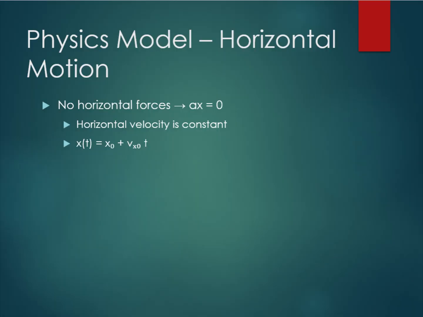horizontal motion, since there are no horizontal forces, ax equals 0, so horizontal velocity is constant. x(t) equals x0 plus v0 t, where there is no acceleration included in the equation. This predicts a linear x versus time graph.